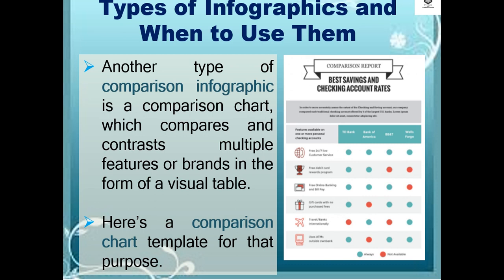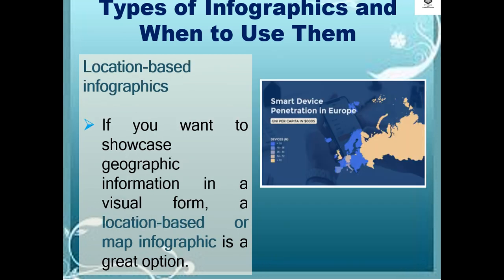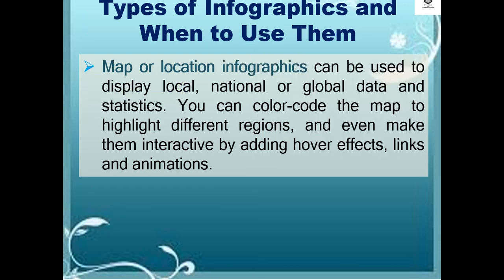Location-based infographics. If you want to showcase geographic information in a visual form, a location-based or map infographic is a great option. Map or location infographics can be used to display local, national, or global data and statistics. You can color code the map to highlight different regions and even make them interactive by adding hover effects, links, and animations.